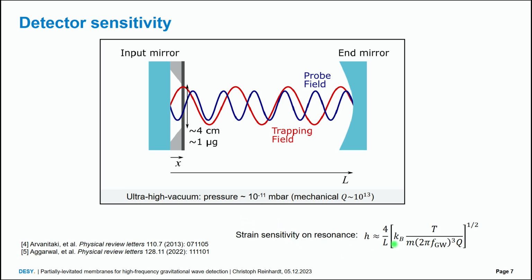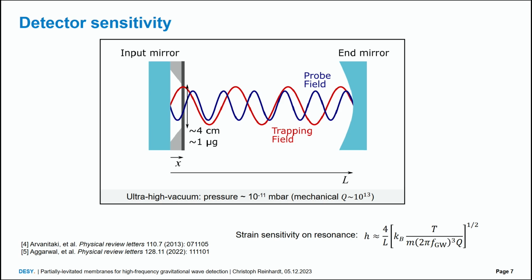So basically what's shown here is similar to the levitated sensor detector, this thermal noise limited sensitivity. So we can see, okay, we benefit from having a long cavity, we benefit from having low temperature, high mass, high frequency, and of course a very high quality factor, this mechanical quality factor here. So in order to get to relevant sensitivities, we consider here a pressure of 10 to the minus 11 millibar, which corresponds then to a quality factor of about 10 to the 13.